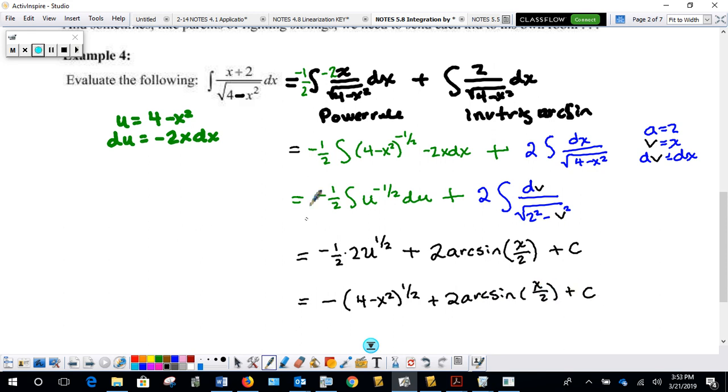plus c. So there are times where you have two things and you have to split and do them as two separate problems. Like I said, be careful about using the same variable twice. If I use u here, I need to use something else over here. And usually we do u and v when we're doing this.